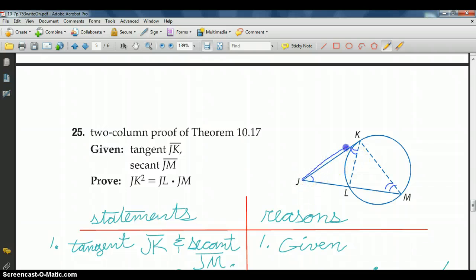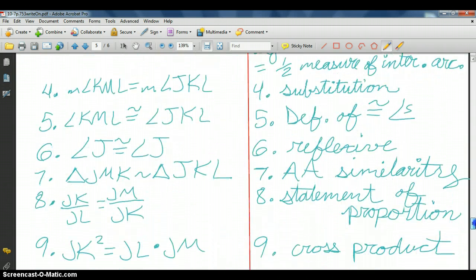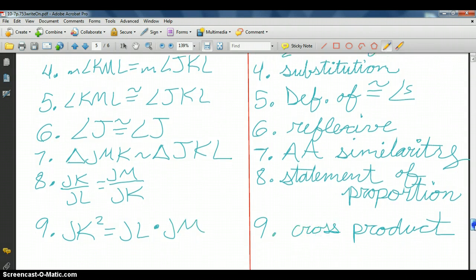Now I have two angles of one triangle congruent to two angles of another triangle, so the two triangles are similar by angle-angle similarity. From there I can set up my statement of proportionality. So in the same corresponding order, JK over JL is equal to JM over JK, and if I cross multiply I would get JK squared here and JL times JM there, which is what we wanted to prove.